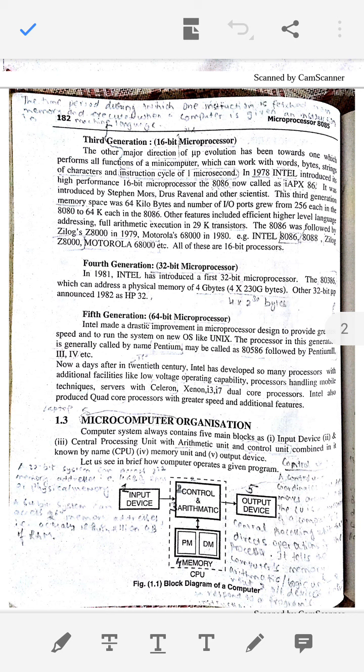So in the third generation, the microprocessor was evolving towards one which performs all functions of a minicomputer. The minicomputer can work with words, bytes, strings of characters, and an instruction cycle of 1 microsecond. Instruction cycle means the time period during which one instruction is fetched from memory and executed when a computer is given an instruction in machine language.